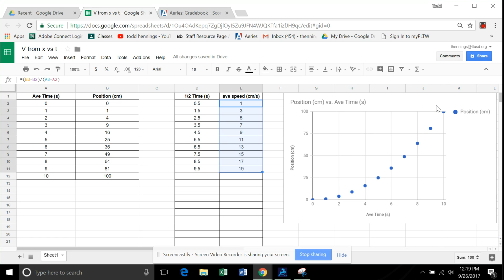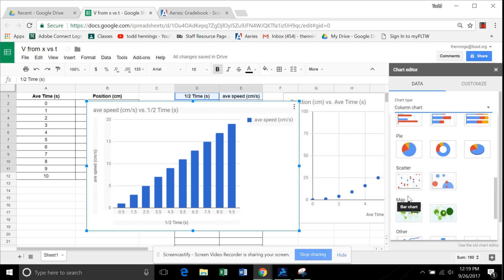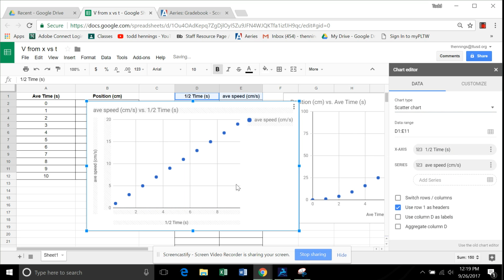Now, why is this important? Because now I can get an accurate V versus T graph. If I just take this and I plot our regular scatter plot, I get something that's linear. And from here, you should be able to find the acceleration.